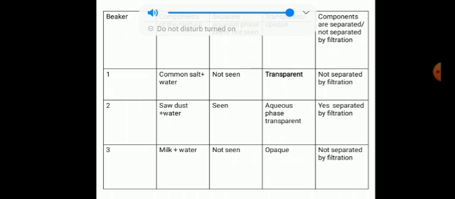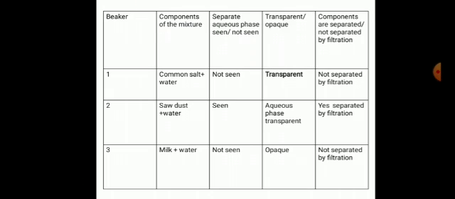Common salt plus water. Common salt, when it is dissolved in water, aqueous phase is not seen. It is a transparent solution and salt particles cannot be separated from water by the filtration procedure. When sawdust is added to water, aqueous phase is clearly seen and sawdust can be separated by the filtration procedure.